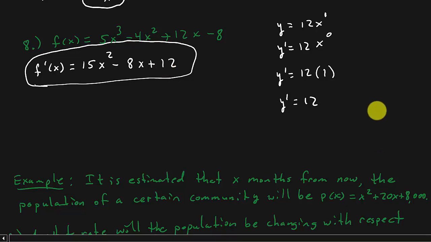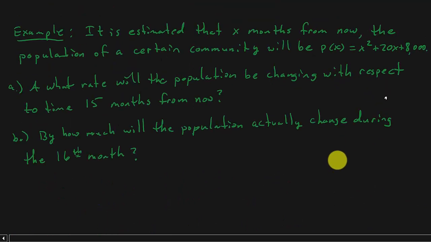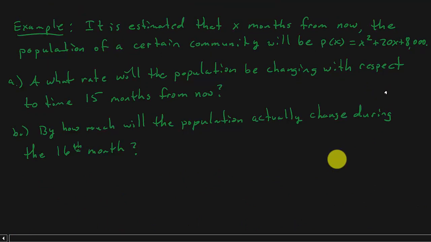All right. So let's look at this example here. It is estimated that x months from now, the population of a certain community will be P of x equals x squared plus 20x plus 8,000. At what rate will the population be changing with respect to time 15 months from now?